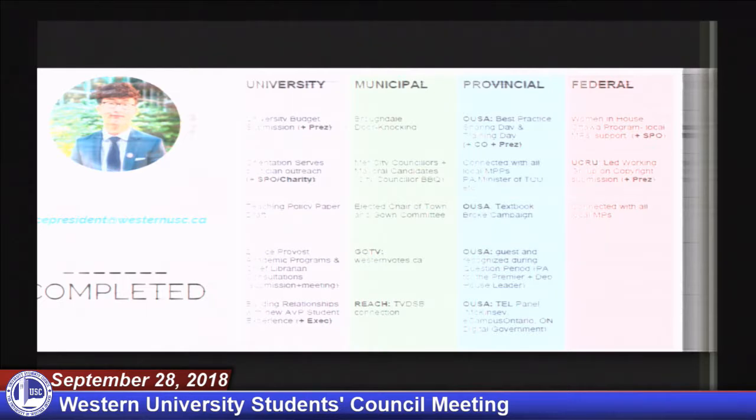I worked with the orientation program regarding Orientation Serves, reaching out to all the politicians, making sure we were able to invite all the politicians and tackle that narrative of students not doing so much in the city, when really we're sending thousands of students into the community to do work all over London. That happened during Orientation Serves.